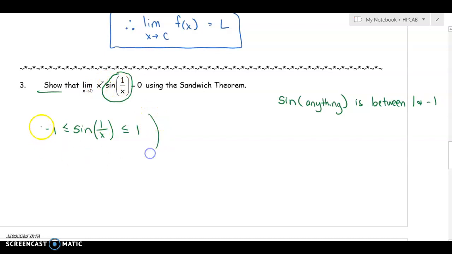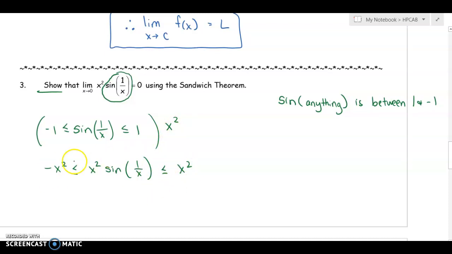So what I'm going to do is take this inequality and multiply it by x squared, because that's what's going on here: the sine of 1 over x is being multiplied by x squared. When I do that, I'm going to multiply all three sides. You get -x squared less than or equal to x squared sine of 1 over x less than or equal to x squared.